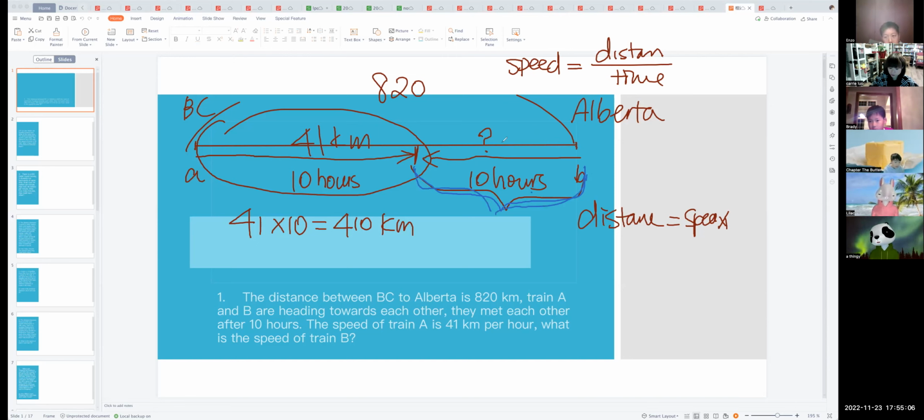Yes. How to do it? 41 times 10. 41 times 10 equals the distance of train A finished. My question is, do you know what is the distance train B finished?